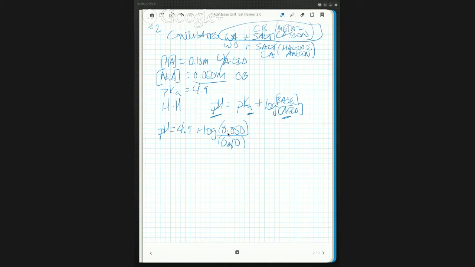All right, and according to my calculator, 0.05 divided by 0.1 is 0.5, and the log of 0.5 is equal to negative 0.30102999, etc. So we have pH is equal to 4.9 plus that number, and we get 4.59897.